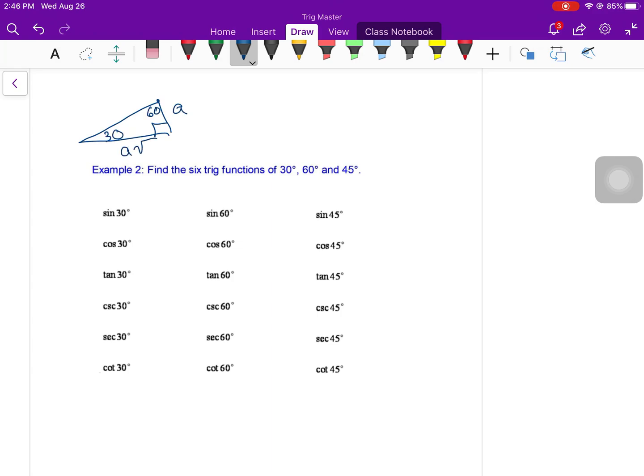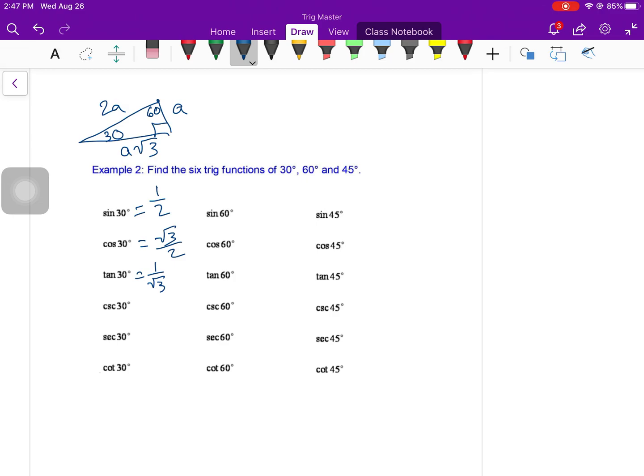So I've got a, a square root of 3, 2a. I'm just going to do all the 30s, and then I'll do all the 60s, and then I'll get to all the 45s. So sine of 30. Sine, S-O-H, opposite over hypotenuse. a over 2a. Well, I can simplify. a divided by a is 1, so I get 1/2. Cosine of 30 would have been a square root of 3 over 2a. The a's cancel out, so I've got square root of 3 over 2. And the tangent, opposite over adjacent, a over a square root of 3. The a's cancel. I've got 1 over the square root of 3.